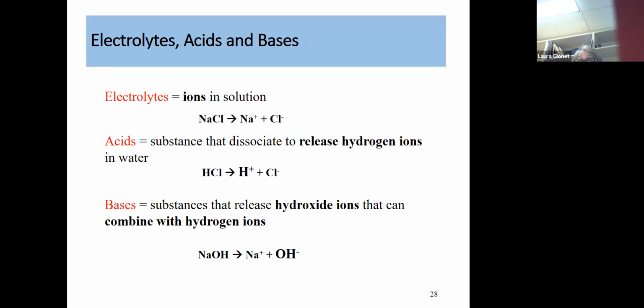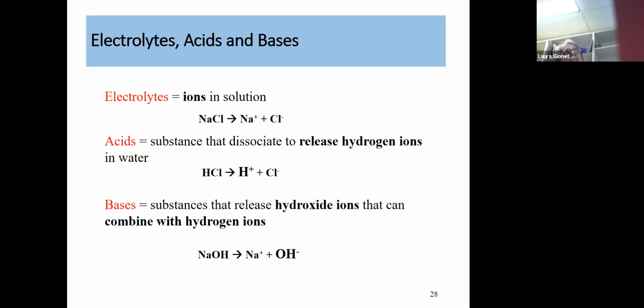Then we have acids and bases. Acids are any substance that, put into solution, water generally, is going to break apart and dissociate and release H pluses. Those are hydrogen ions. So HCl, hydrochloric acid, if we put it in water, will, kind of like the salt did, have something that has a positive and negative charge. The hydrogen in that HCl molecule is the positive and chlorine is the negative.